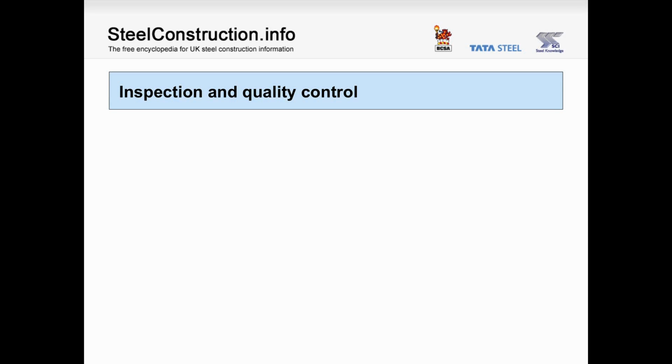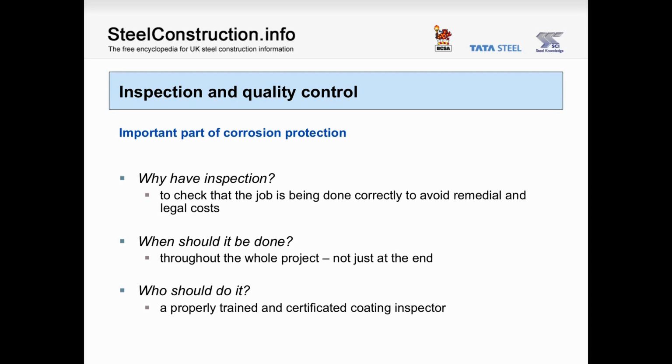Turning now to inspection and quality control. Inspection should be an integral part of the protection process to ensure that the work is being done correctly to avoid expensive remedial costs and confrontational issues. To get the best out of inspection, it should be employed throughout the contract and be carried out by a properly trained and certificated coating inspector. For example, the Institute of Corrosion scheme.